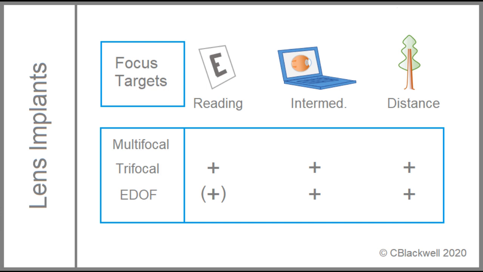The trifocal lens divides light into three different focal points, whereas an extended depth of focus lens, EDOF for short, aims to broaden the depth of focus. We will discuss both of these in detail a little further along.